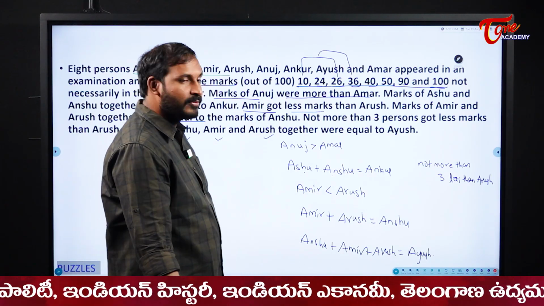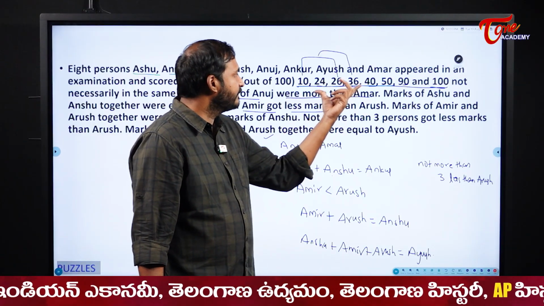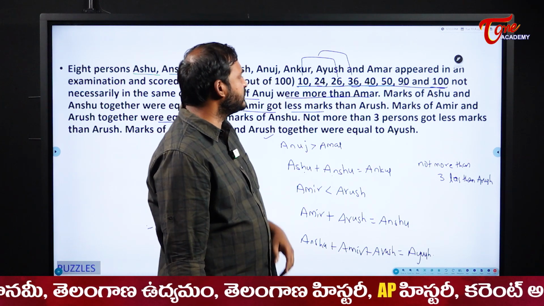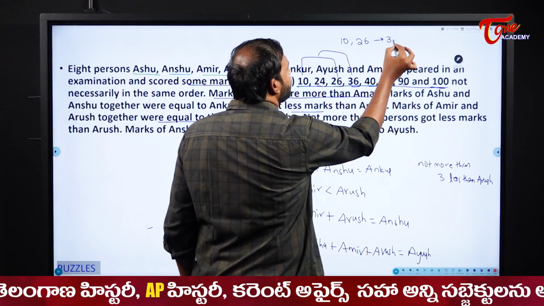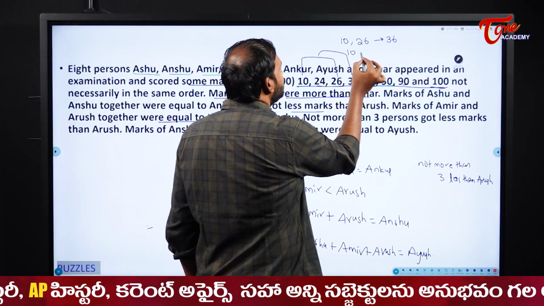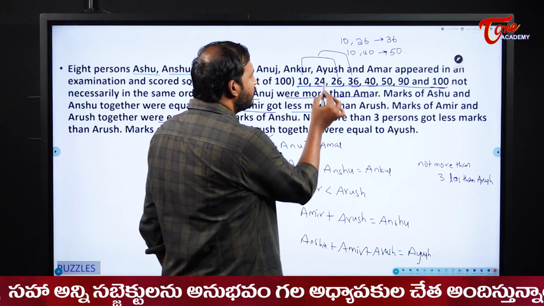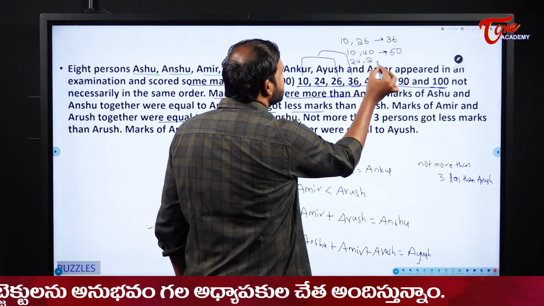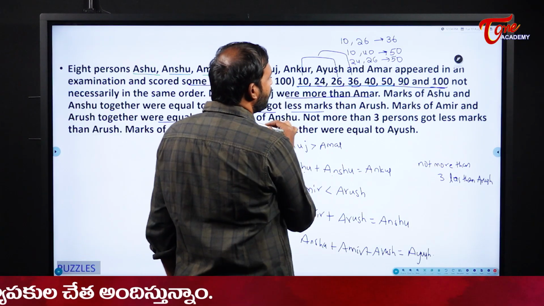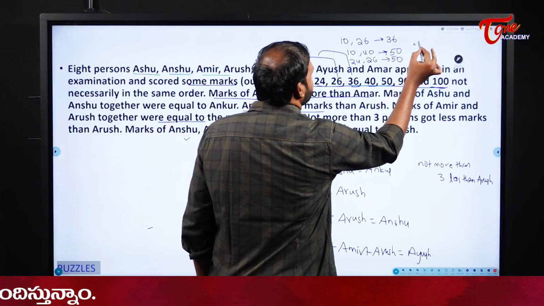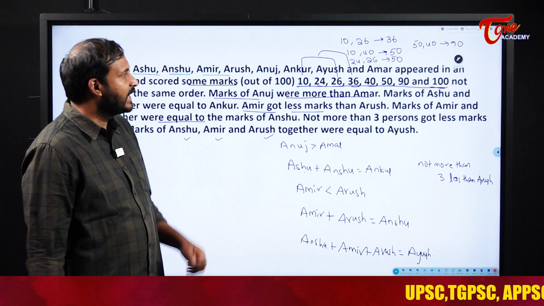I am not fixing on that yet, but yes, there is a pair: 10 and 26 make 36. Next, 10 with 40 makes 50. There is one more pair like this. Next, 24 and 26 also make 50. The other sum we can use is 50 and 40, and the sum is 90.